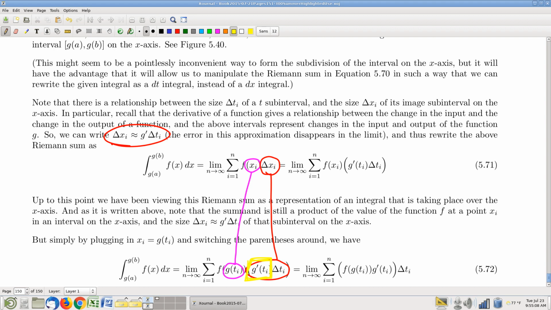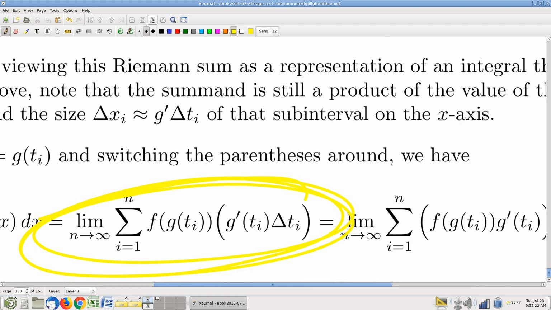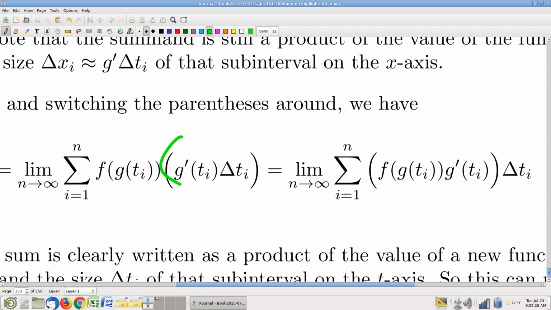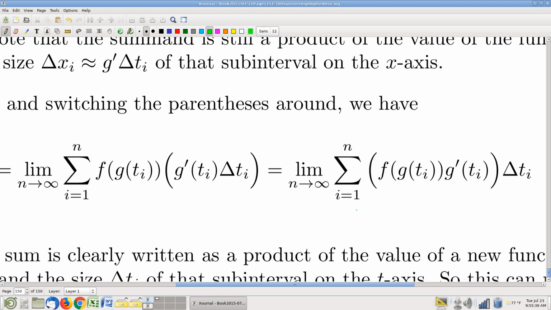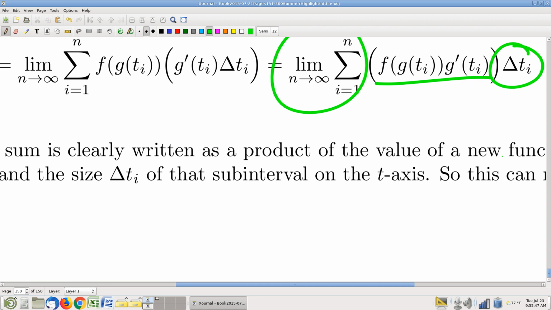And now we're just going to move parentheses around. Notice that everything in that expression right there is written in terms of t. We started off with an integral on the x-axis, and we have an expression that's exclusively in terms of t. And so again, moving parentheses, if I just take those parentheses away, check it out. I've got a Riemann sum on the t-axis. I have an integral with respect to t. This is the integral of that function dt. And there's your substitution rule.